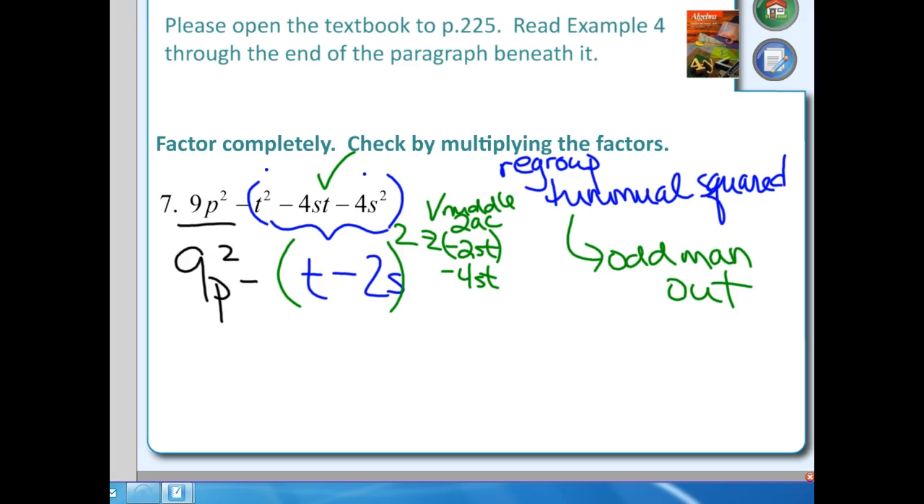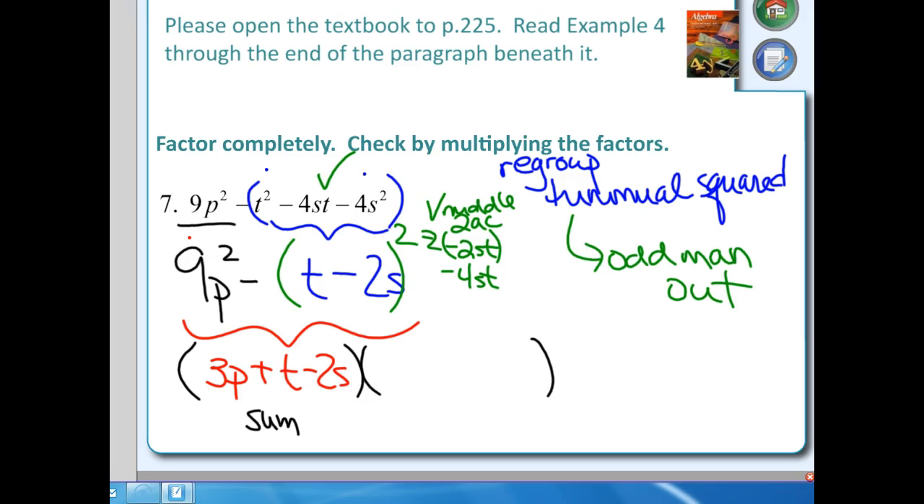Oh, do you remember what this is? Special pattern. This is difference of perfect squares. Is this one a perfect square? It is. This is a binomial squared, so we're going to say 3p plus t minus 2s. This is my sum. And now we need the difference. Remember, when we factor a difference of perfect squares, we need sum and difference.